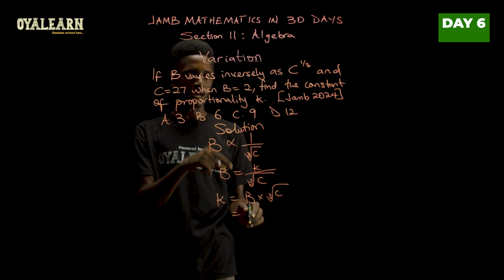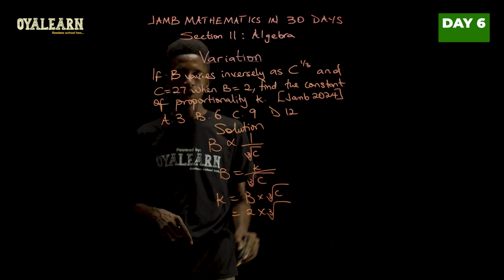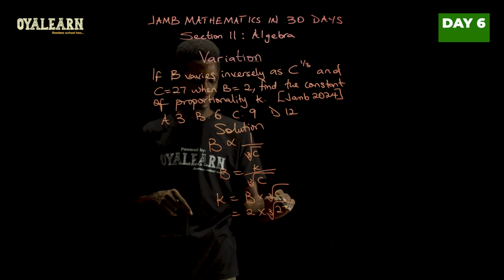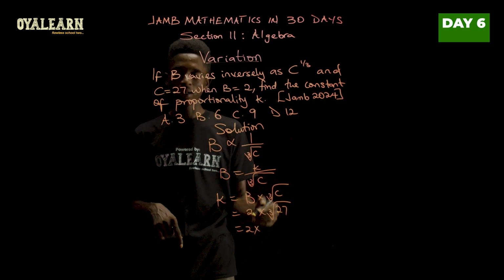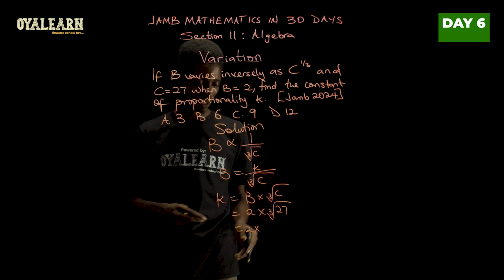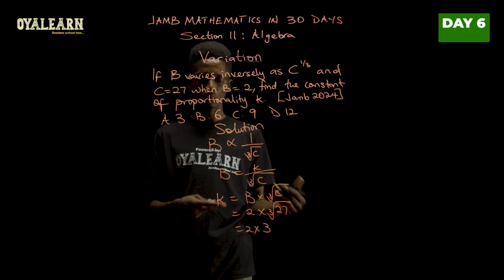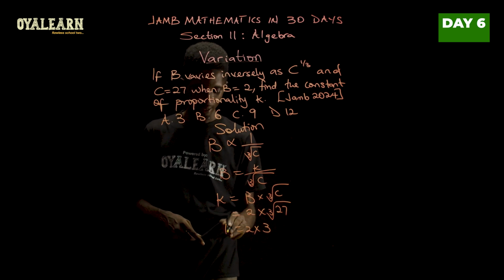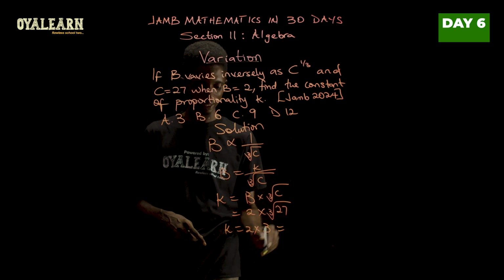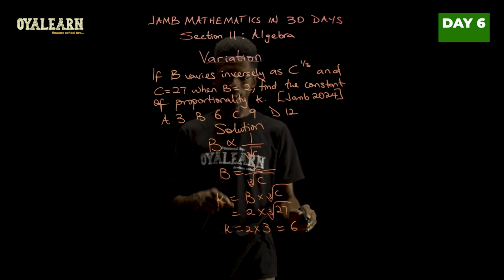And B is given as 2. Cube root of 27, since C is 27. This will give us 2 times. Now the cube root of 27 is 3. Because 3 times 3 times 3 is what gives you 27. So the cube root of that would be 3. So, if K equals 2 times 3, then K would be 6. The correct option here is option B.